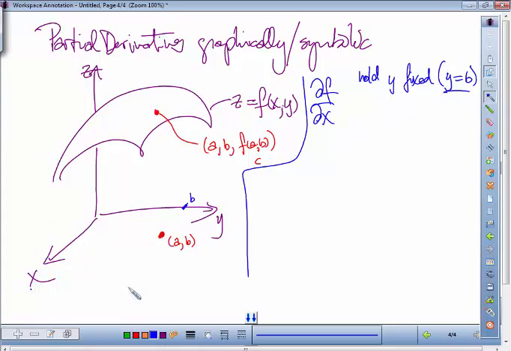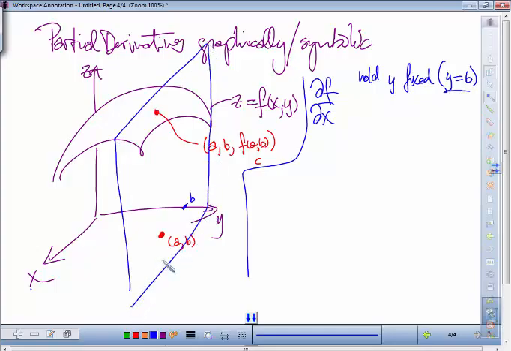Let's see if we can draw that. I guess I'm more concerned about this. What did I just draw? It's the intersection between that plane y is equal to b and that surface that I have.